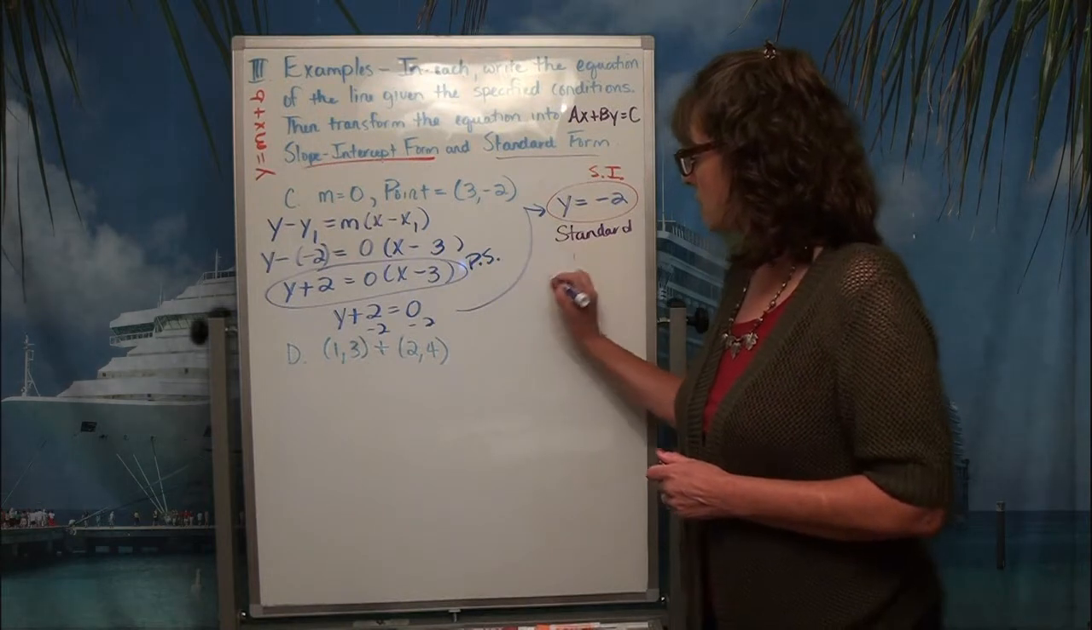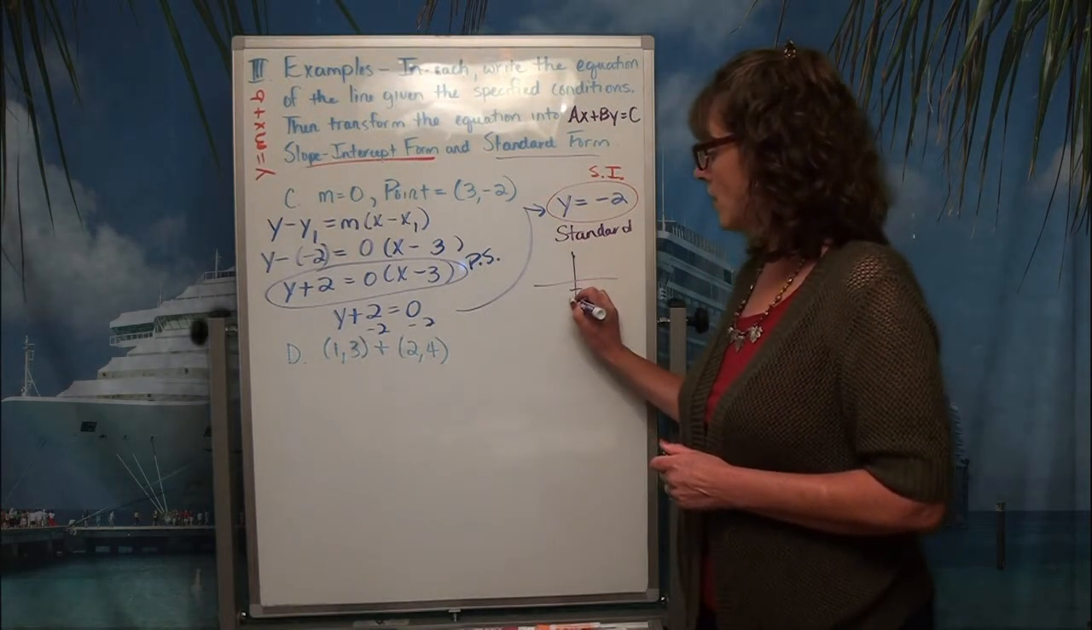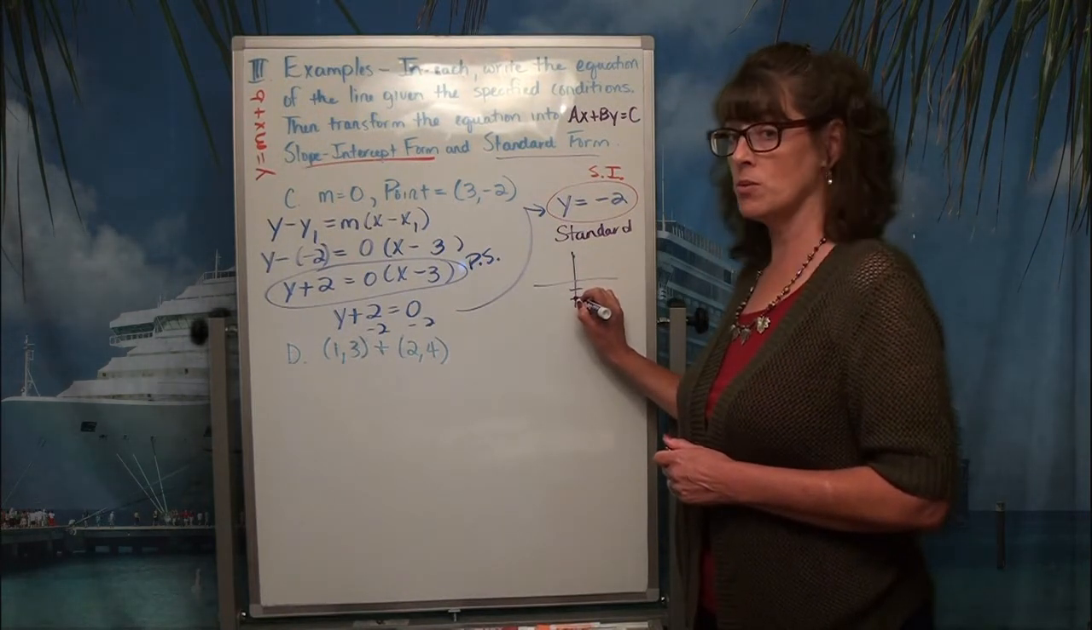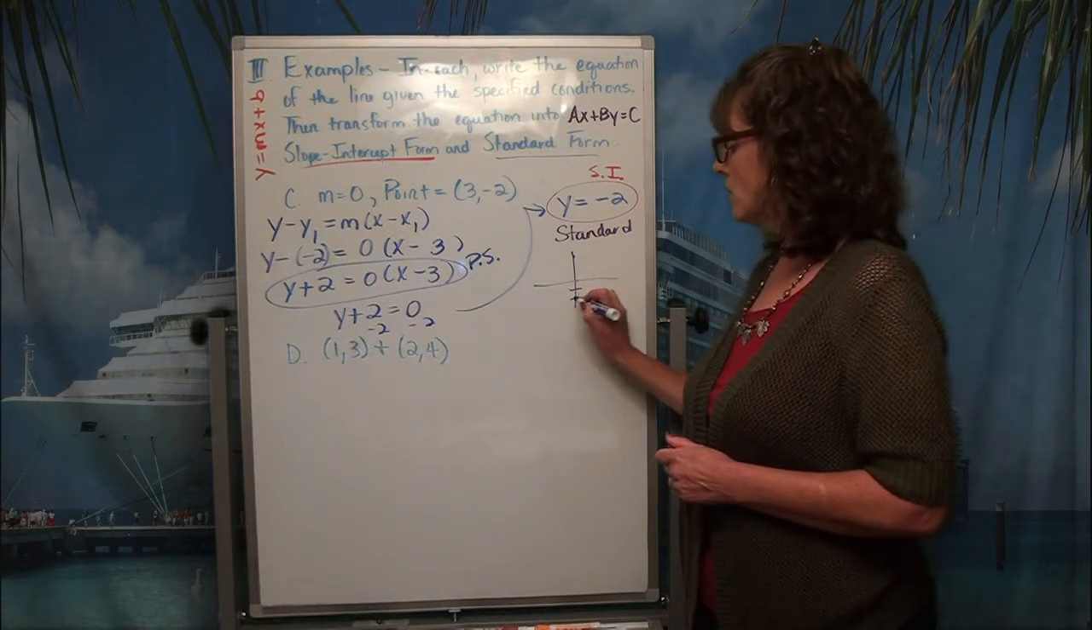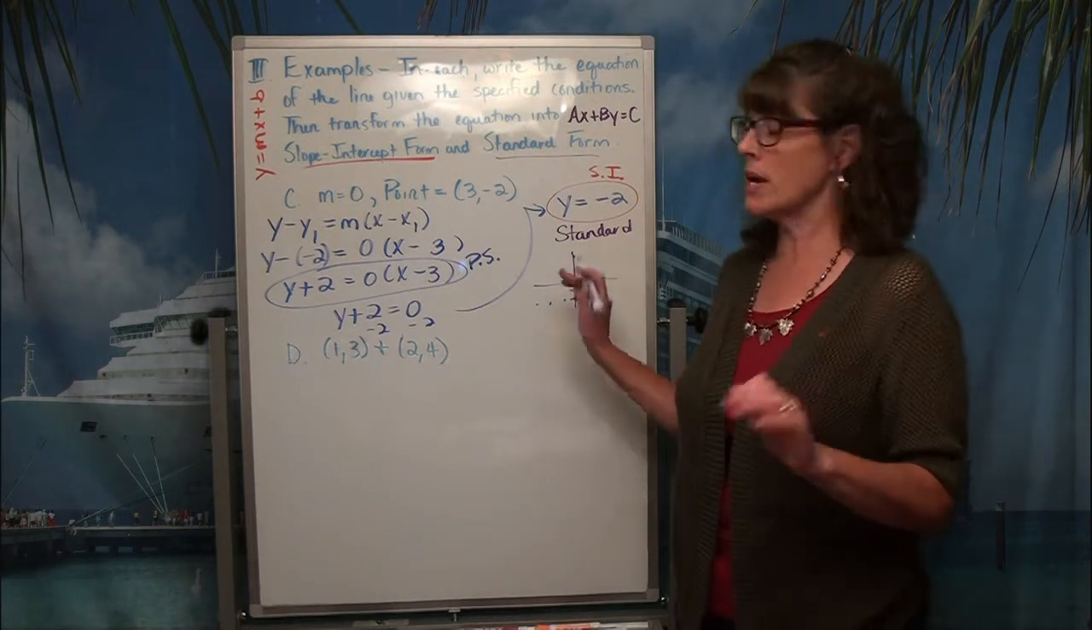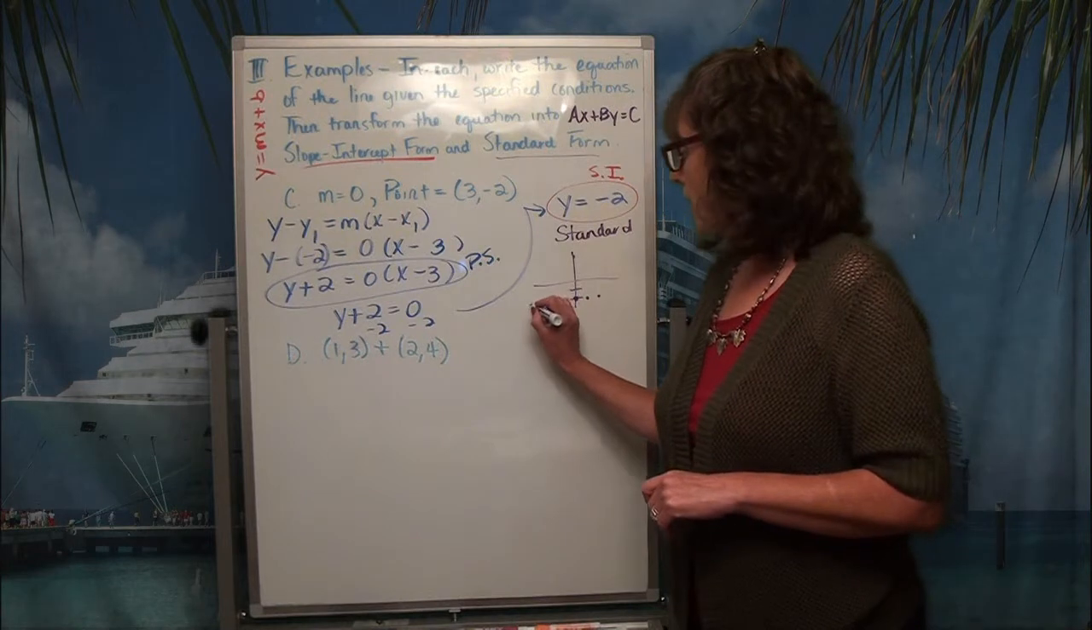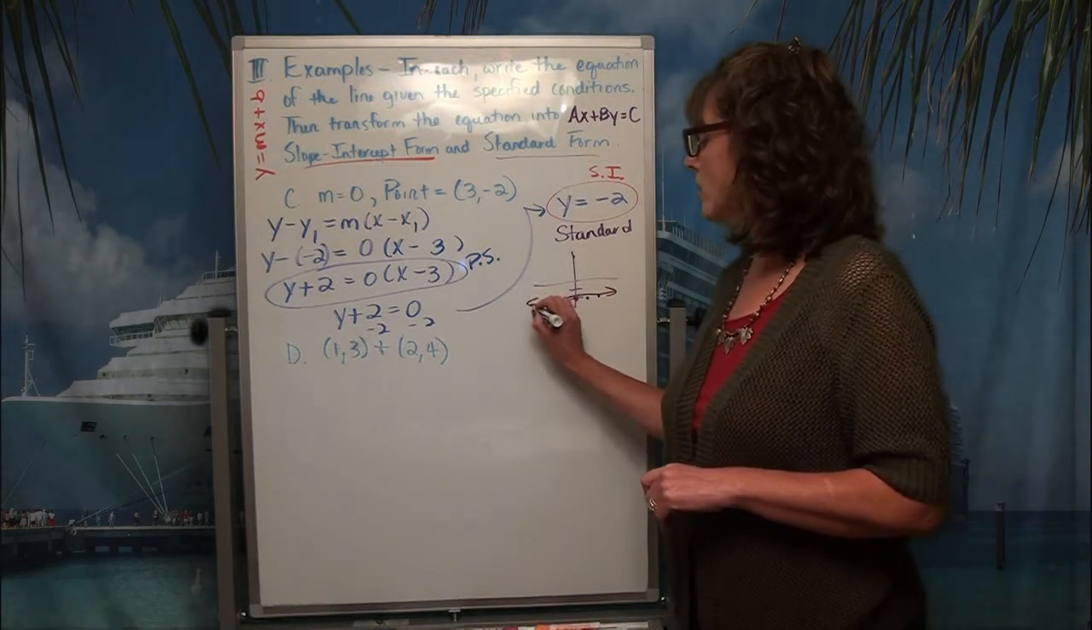y has to be a negative 2. Well, here's y of negative 2. Here's y of negative 2. Here, here, here, here. Remember, we don't care what x is because there's not an x there anyways. And when we connect all this, we have that horizontal line.